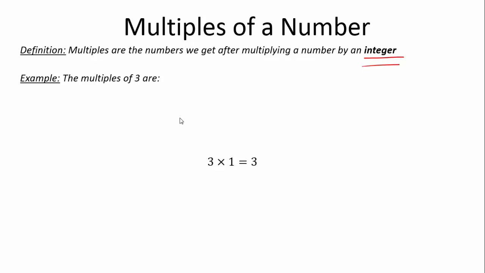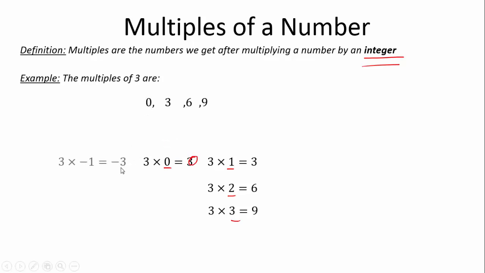3 times 1 is 3. Great. 3 times 2 is 6. Great. 3 times 3 is 9. You see, we're multiplying it by an integer. We're keeping 3 consistent, or we're keeping 3 constant. So that's 9. 3 times 0, because 0 is an integer, is equal to 0.